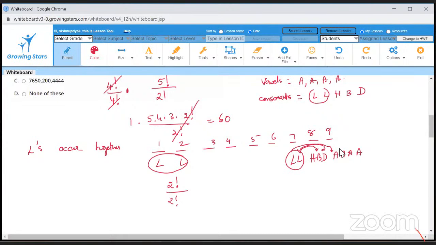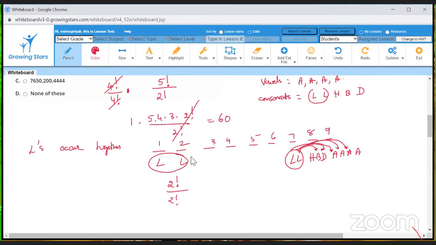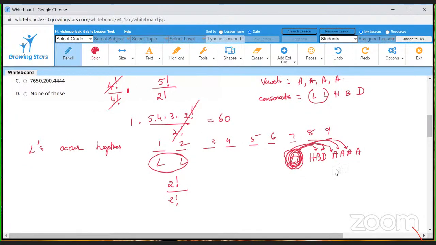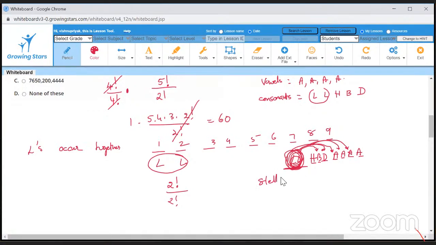Or here, or here, or here. This LL will change again, right? It will not be in the first two places only. It can be in the second, third. It can be in the third, fourth. It can be in fourth, fifth. Like that together, I'm bundling this. I'm grouping this LL. So now how many letters I have? 1, 2, 3, 4, 5, 6, 7. And this one, 8. Total, I have 8 letters.